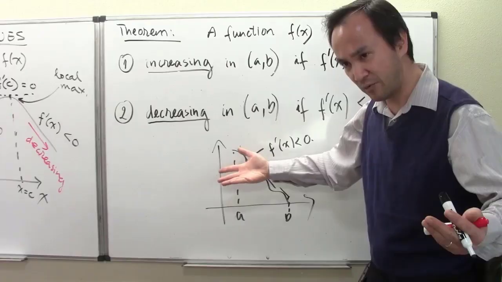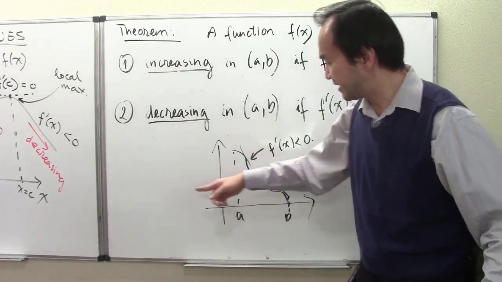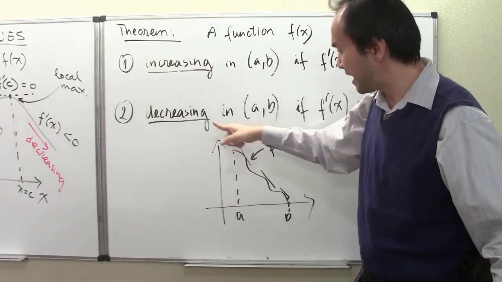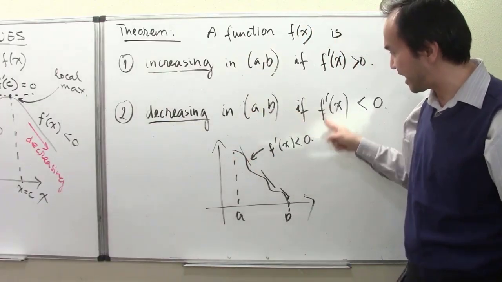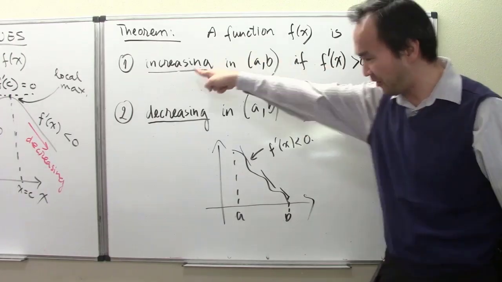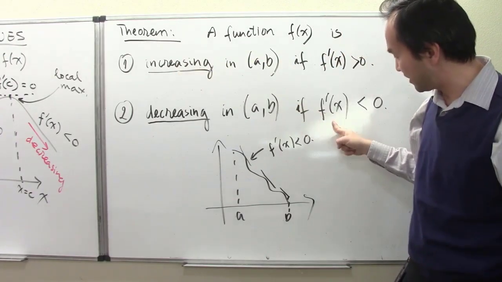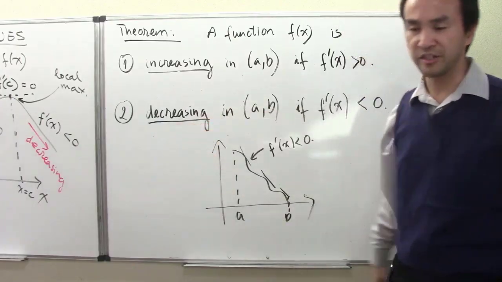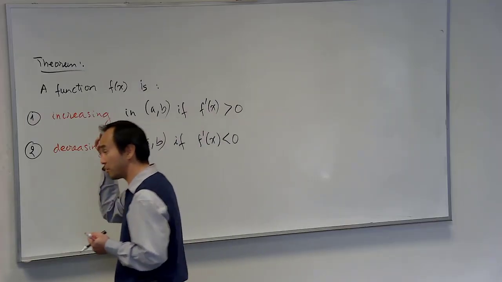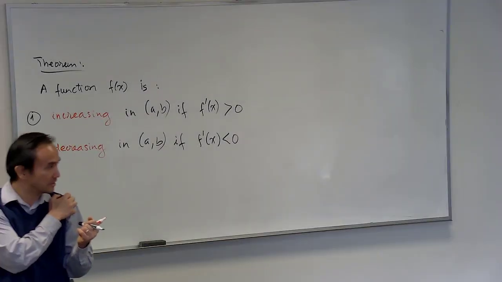So that's how we understand increasing or decreasing. Increasing means the function is gaining height from the left to the right. But now the theorem comes in, connecting that with the derivative. When the derivative is positive, the function is increasing. When the derivative is negative, the function is decreasing. This was the theorem that we wrote down at the end of the lecture earlier.